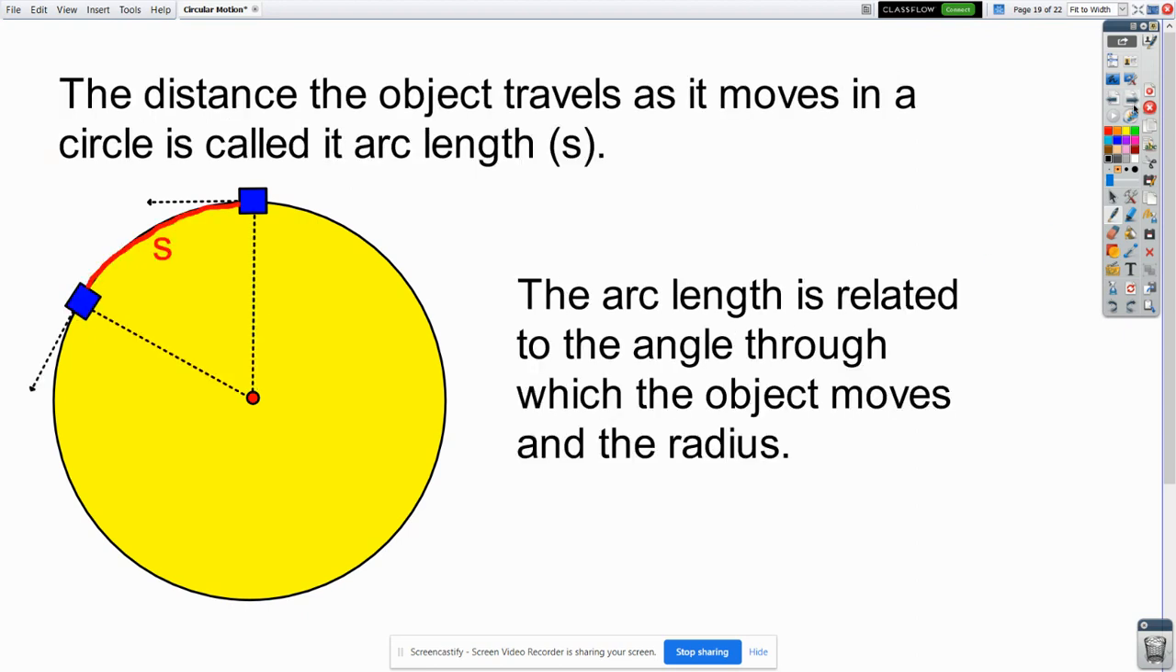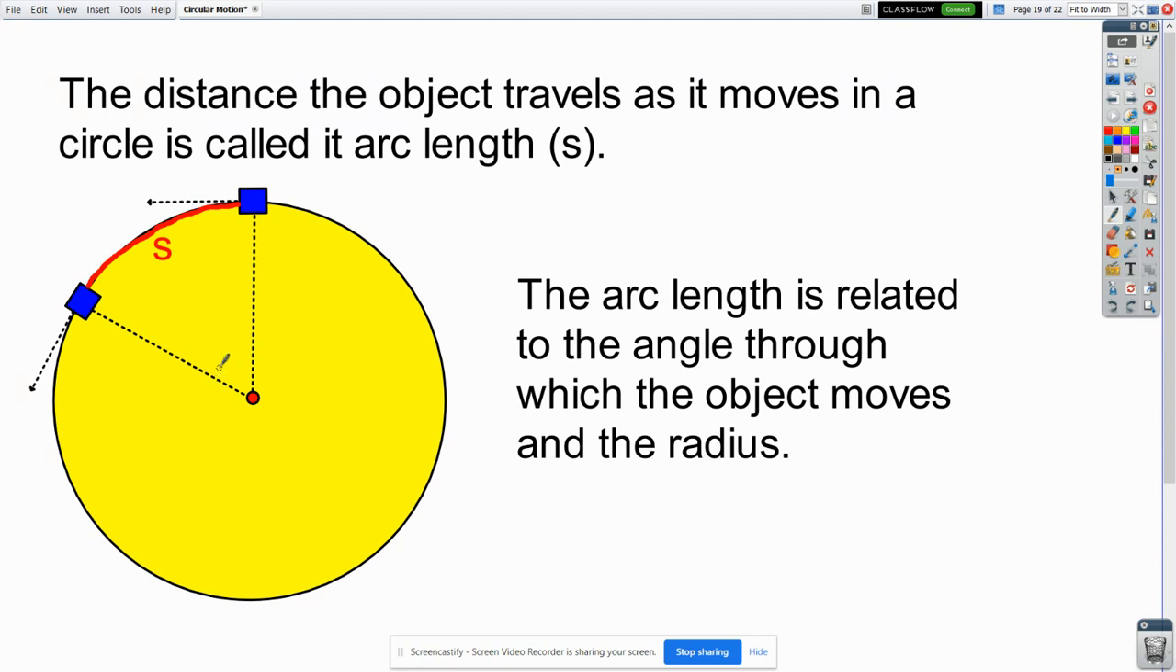The distance the object travels as it moves in a circle is called arc length. And it's the actual distance that the object goes. Again, remember, distance and displacement are two different things. Distance tells us what the object itself did, and the object followed this red circular path. That red circular path, as it moved from here to here, is called the arc length, and it is abbreviated S.